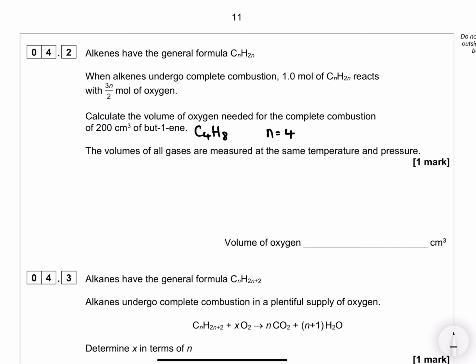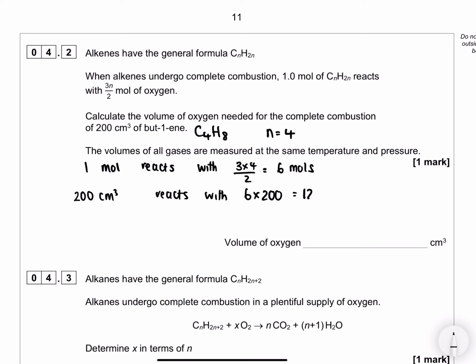Okay, so if 1 mole reacts with 3n over 2 moles, so 3 times 4 over 2, so 6 moles. Now, volumes of gases, moles are proportional to the volume, so 200 centimeters cubed reacts with 6 times 200, because 1 reacts with 6, so 6 times 200, which would be 1200 centimeters cubed.